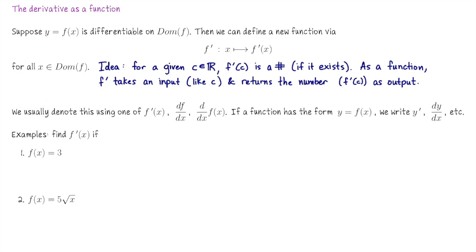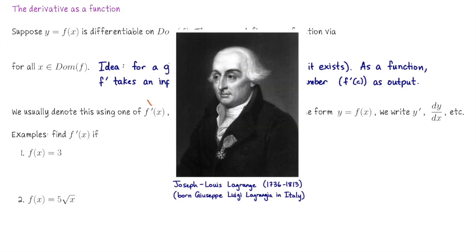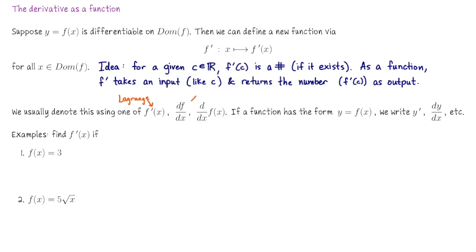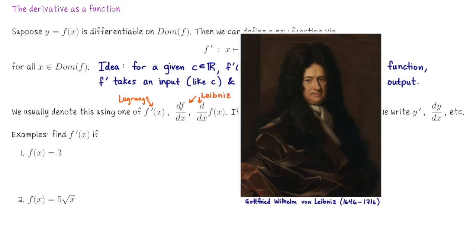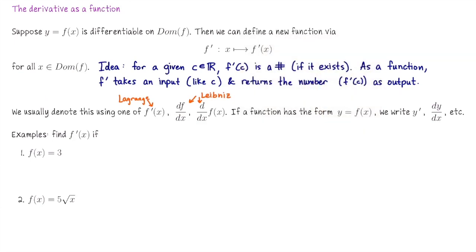Just a quick remark on notation. I like prime notation, so I often write f prime of x. This is Lagrange's notation. df dx or d dx of f of x are also common. This notation is called Leibniz notation. Usually I like to denote my functions as f of x, but if you were calling your function y equals x squared or something like that, you might write y prime of x, dy dx, etc.